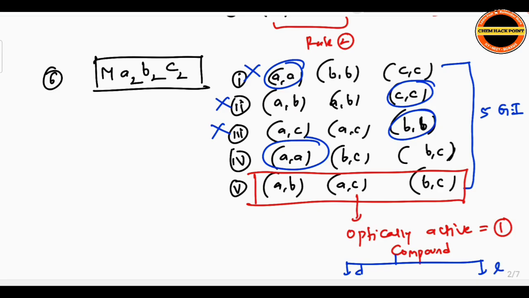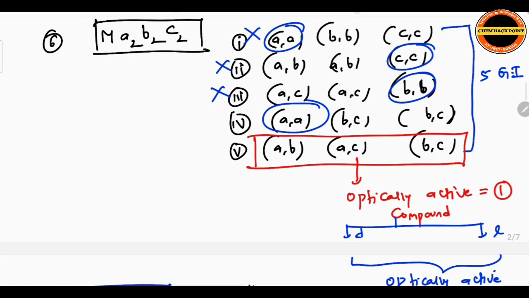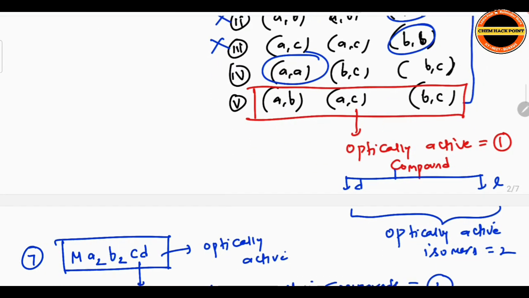Like 3 pairs. Here, if I observe it, overall 5 arrangements we are getting. Out of 5 arrangements, see the first one: AA, CC, BB, AA. So here first rule 1, rule 1, rule 1, rule 1. For the fifth compound, no rule 1, no rule 2. Hence, the fifth compound is an optically active compound. So remember, optically active compound is 1 here. Out of 5 structures, only 1 structure is optically active.